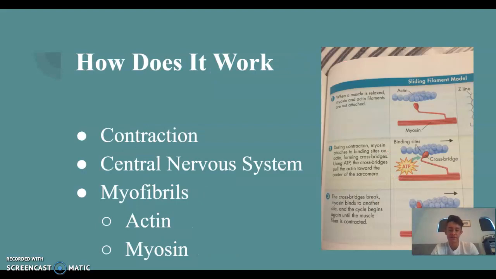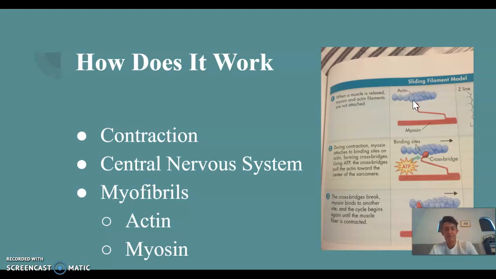So, once the muscles receive their directions from the central nervous system, they coordinate with some protein filaments called microfibrils, which are thin and thick protein filaments. You can see they're called actin and myosin. You can see in these pictures myosin and actin. When a muscle is relaxed, the myosin is not bound to the actin. But when it is stressed, the myosin binds to the actin in these binding sites. We call each of these little actin sites binding sites.